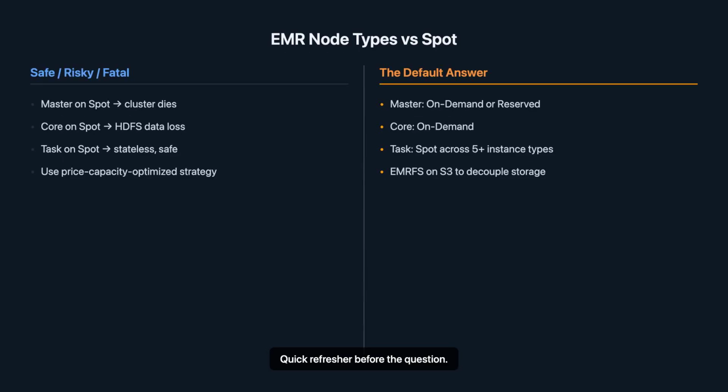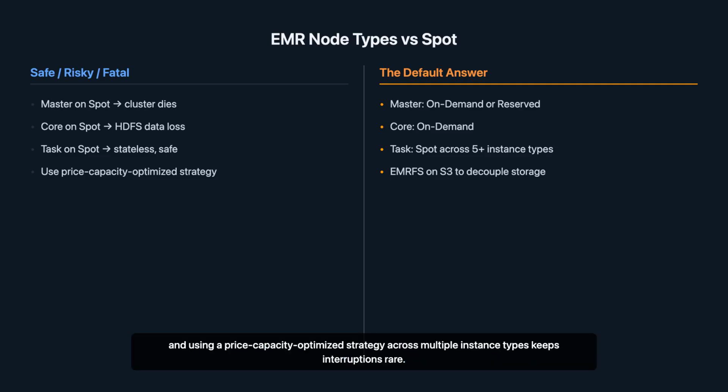Quick refresher before the question: master on Spot will kill the entire cluster the moment it gets interrupted. Core on Spot risks losing HDFS blocks because core nodes store data. Task on Spot is safe because task nodes are stateless compute only, and using a price-capacity-optimized strategy across multiple instance types keeps interruptions rare.